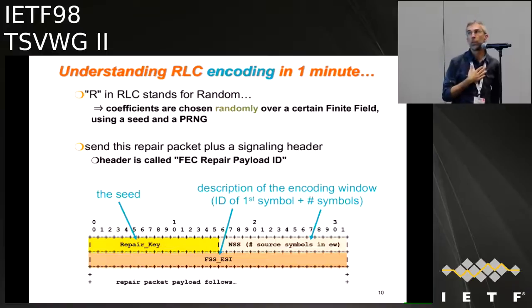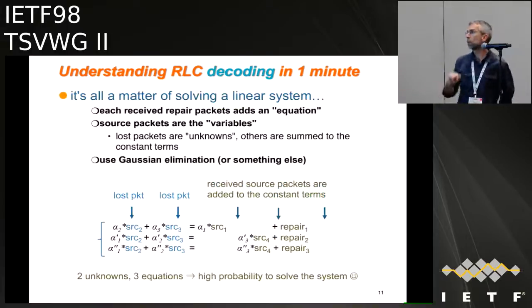So that's pretty easy. And to the repair packet payload, then we add this header that I show in this figure, which consists of the repair key, which is in fact the seed to the PRNG. And then I explain what is the composition of this encoding window at that time. So I specify the ID of the first source packet plus the number of packets. So that's pretty simple. Next.